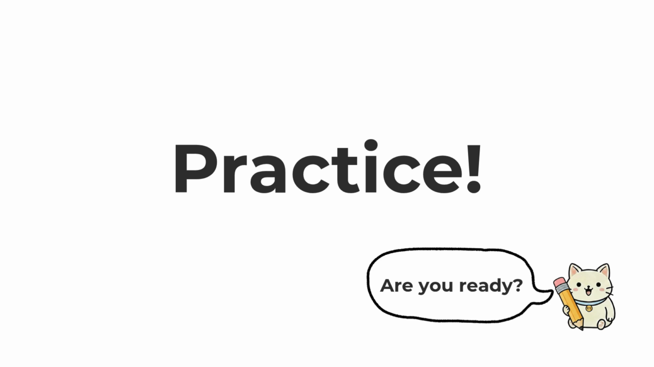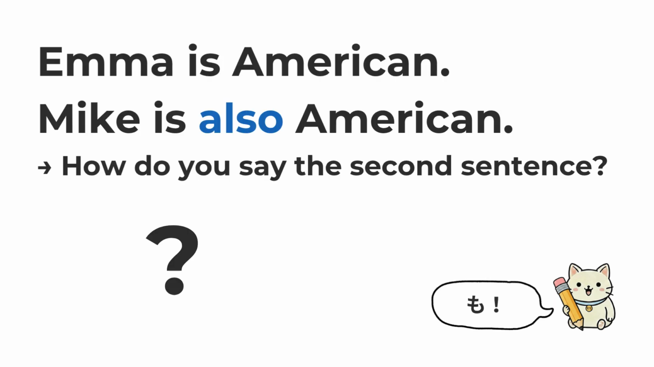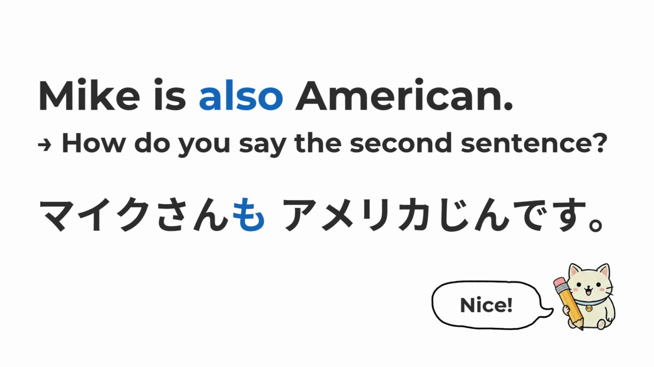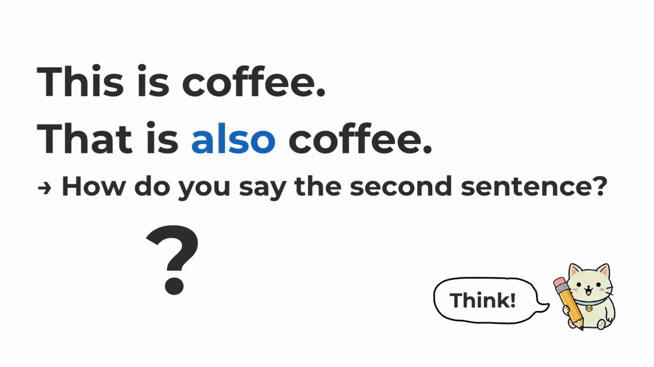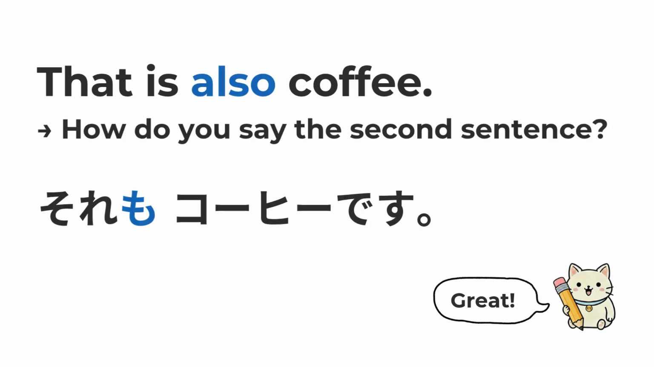Alright, let's practice. Ready? Emma is American. How do you say, Mike is also American? Pause and try. マイクさんもアメリカ人です。 Mike is also American. Nice. Next, this is coffee. How do you say, that is also coffee? Pause and try. それもコーヒーです。 That is also coffee.